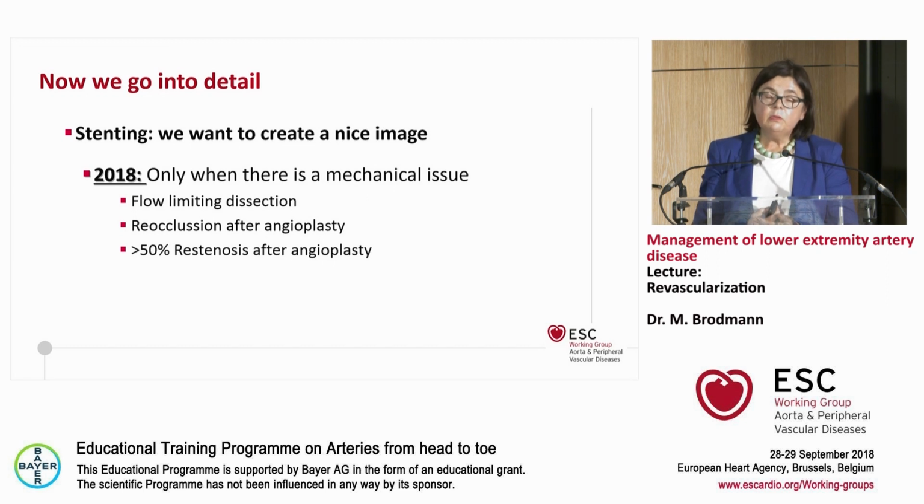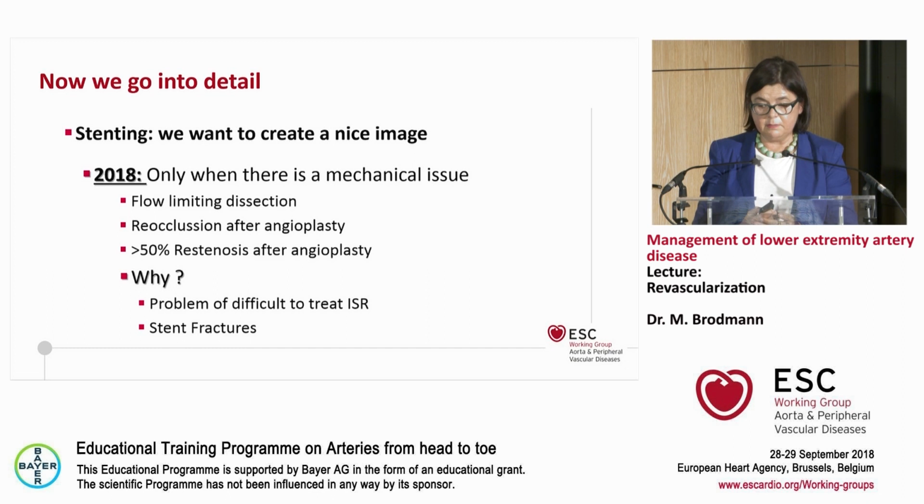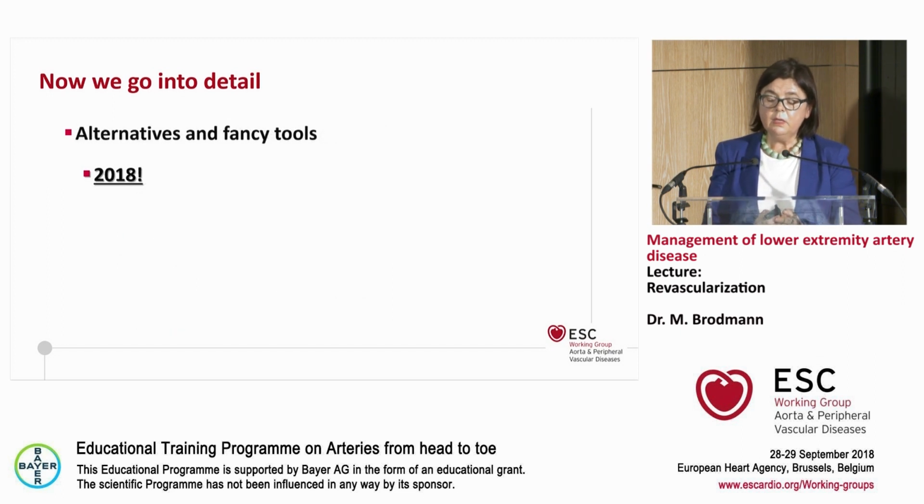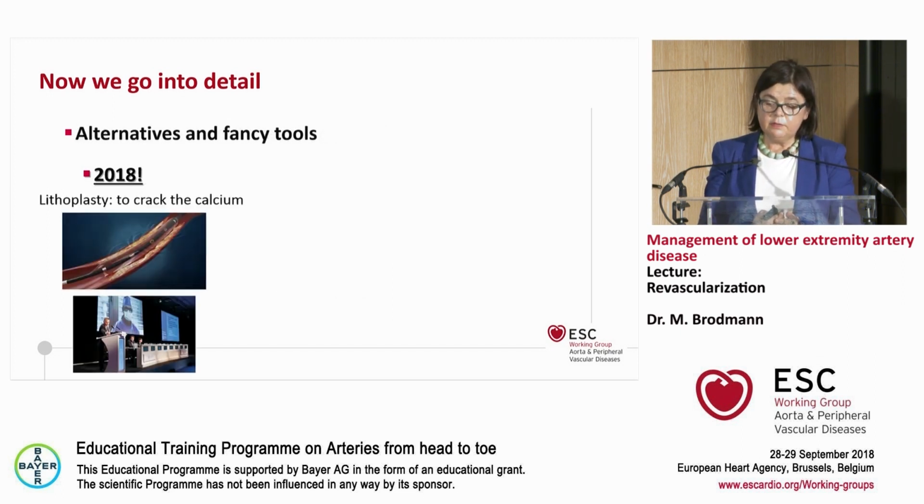Stenting. We should only stent in the different vessel areas if there is a mechanical issue: flow-limiting dissection, reocclusion after the angioplasty, or more than 50% restenosis after angioplasty. So primary stenting should not be done. Why? Because we have the problem of difficult-to-treat in-stent restenosis, which occurs in some kinds of stents up to 40%, and we also have stent fractures, and we tend, because we treat more and more complex lesions, to create a so-called full metal jacket. In 2018, we have a lot of alternatives and fancy tools.